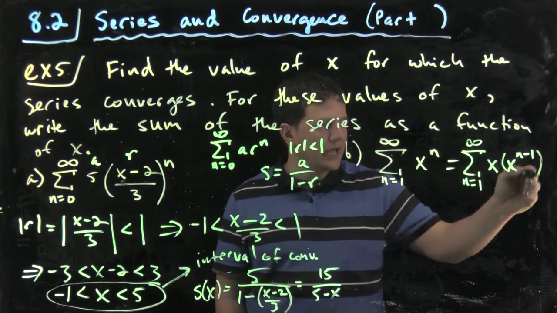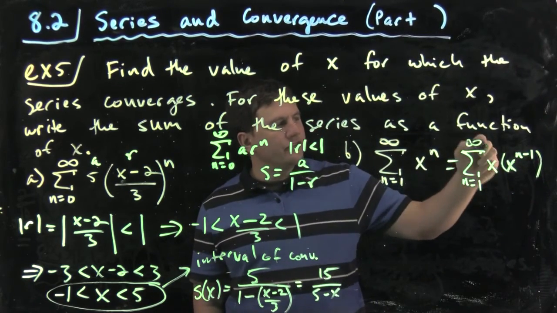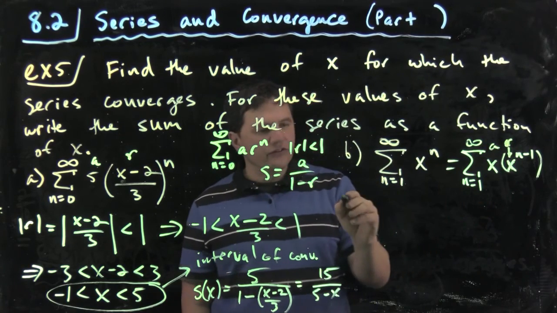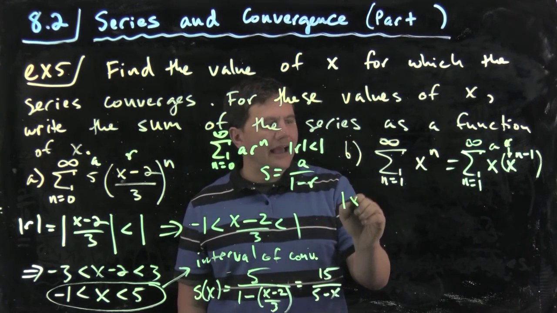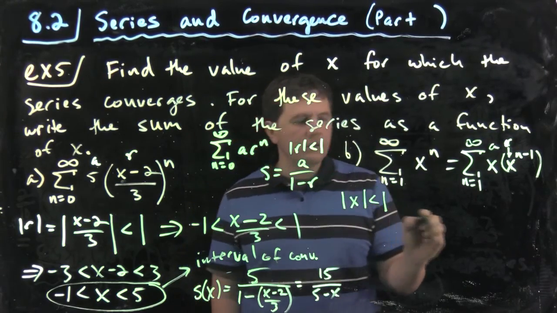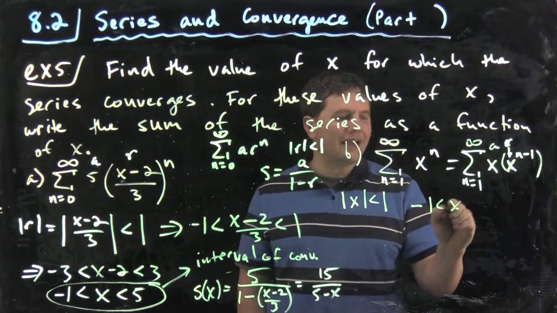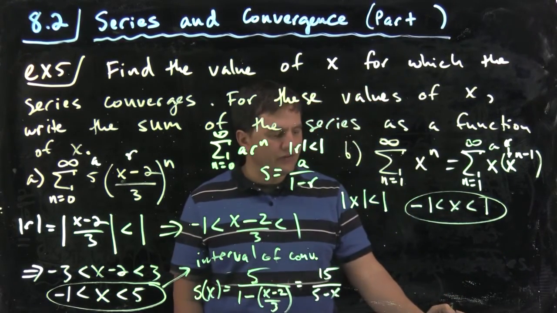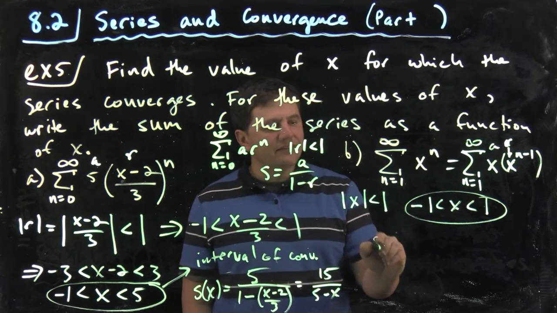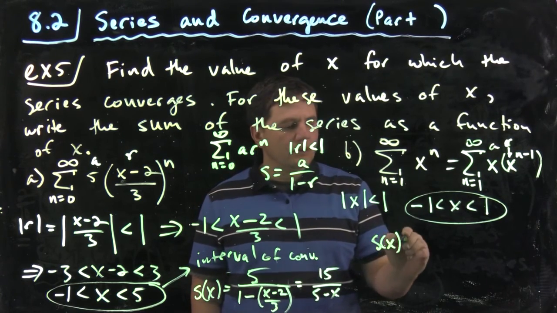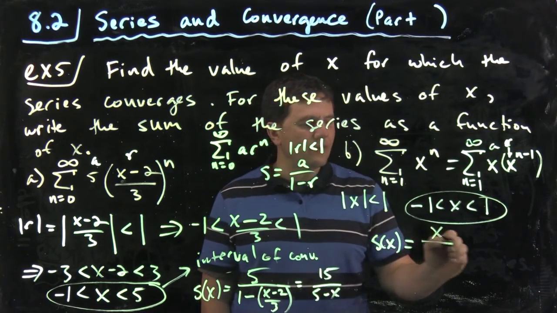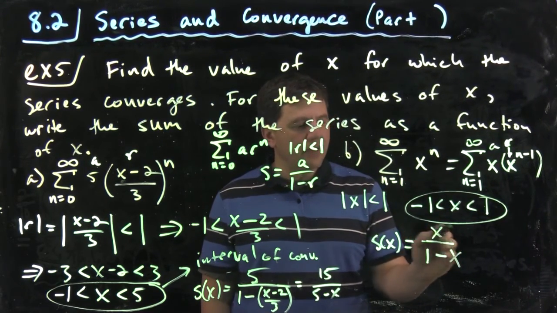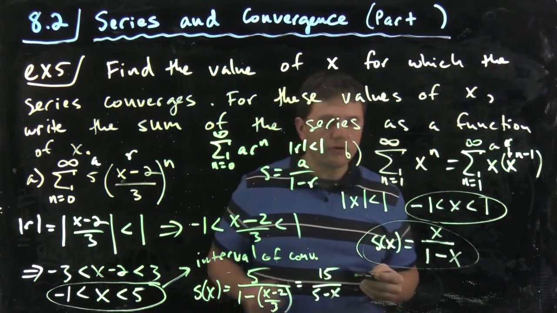So now this is my a, and this is my r. And so the absolute value of x has got to be less than 1. That means -1 is less than x, which is less than 1. This is my interval of convergence. Those are the values of x that will make this converge. And now s of x is going to be a over 1 minus r, which is x over 1 minus x. And there you go. That is my function for which this series will converge.